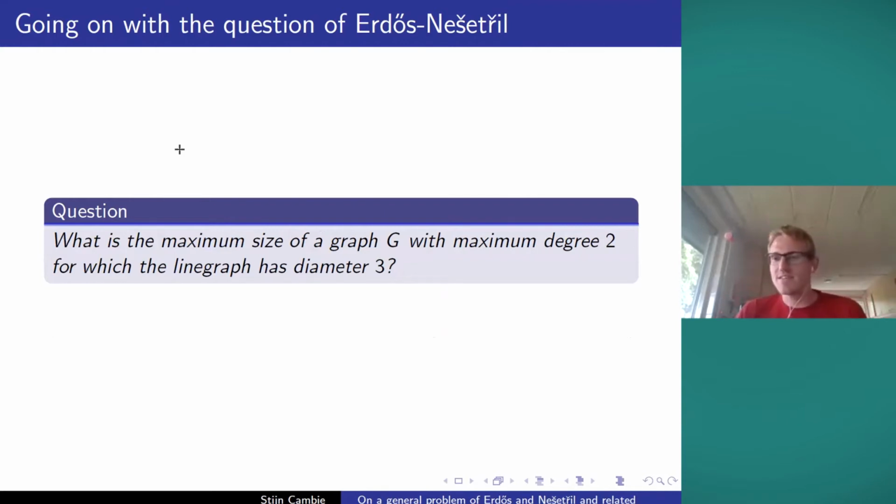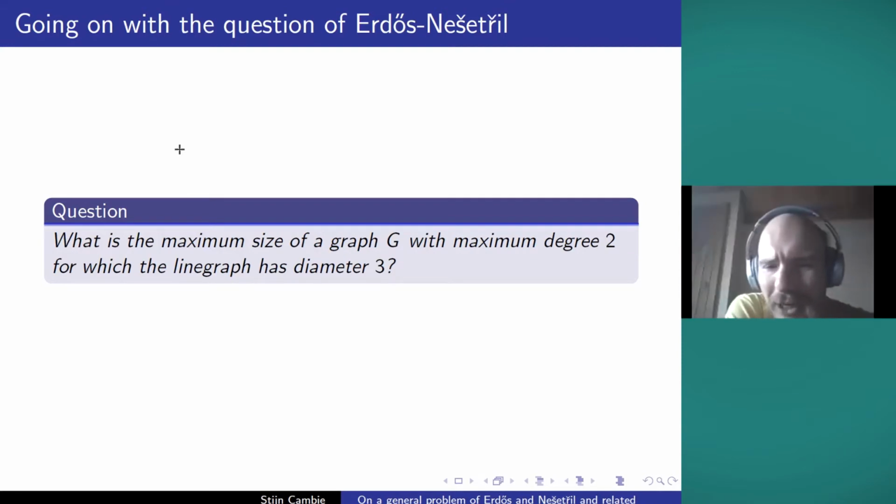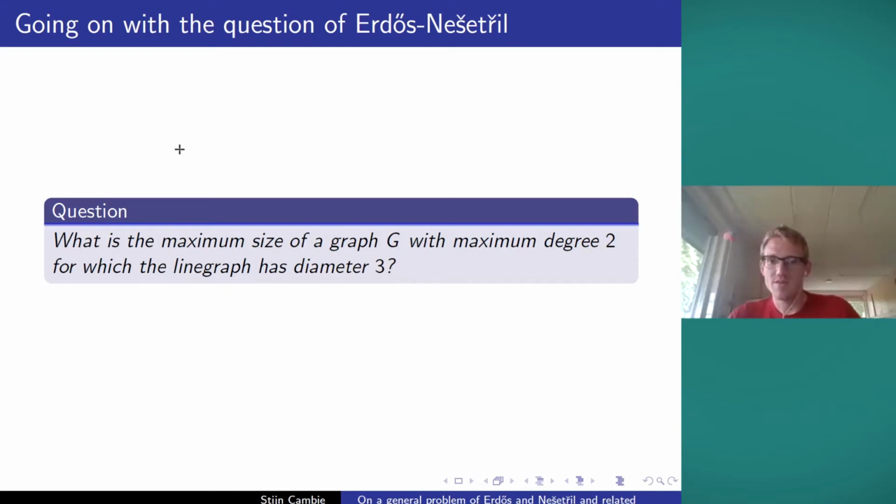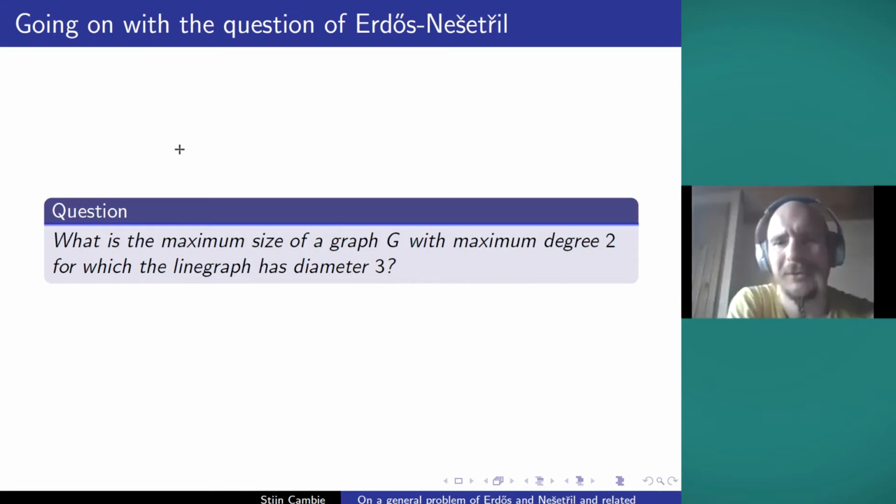So if the line graph has diameter 3 and we say the maximum degree is 2, to make it small, what's the maximum size of such a graph? Or what would be the extremal graph? A cycle of length, whatever, 9, I don't know. Yeah, it's not 9. Maybe it's 7. Yeah, it's 7 indeed. I'm confused on counting diameters of a line graph.